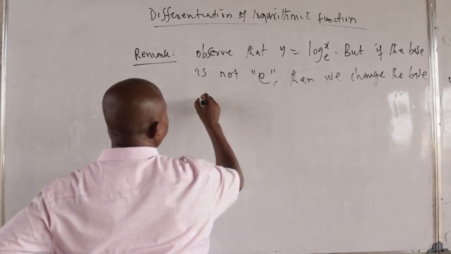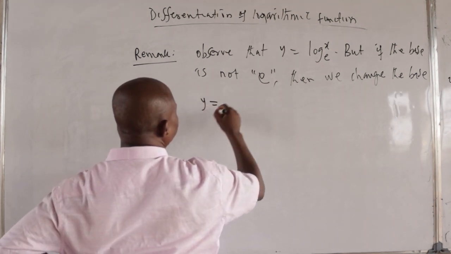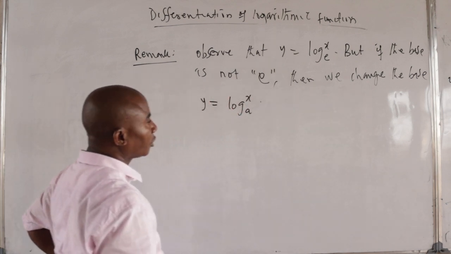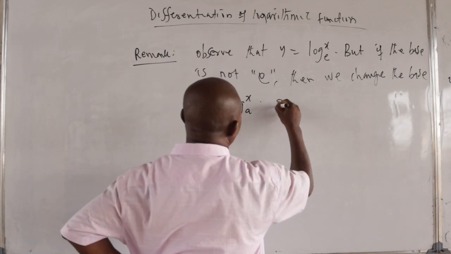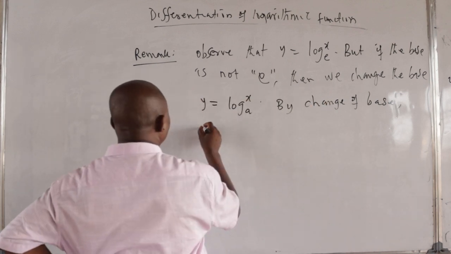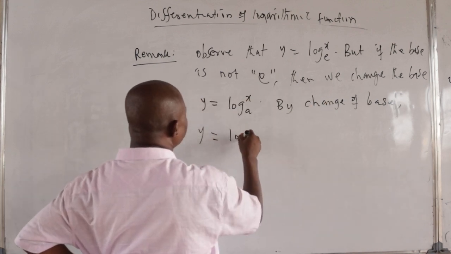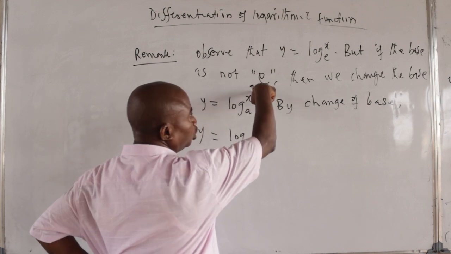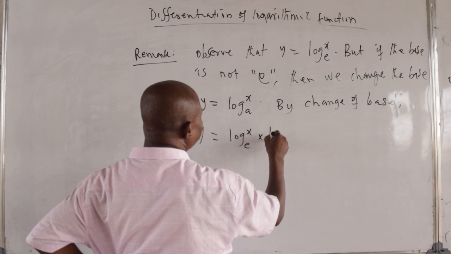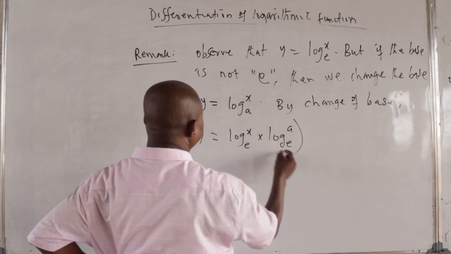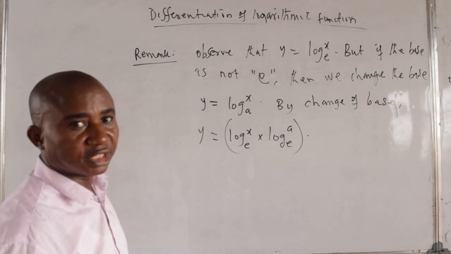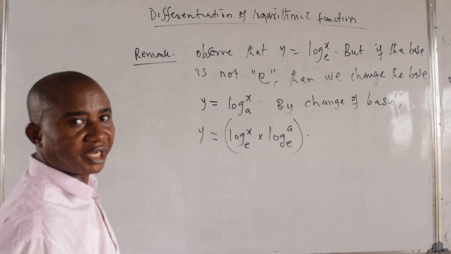So, for example, if what we have is y equal to log of x to base a, then we change the base. We have that our y can be written in the form log, we change that base to base e. So this becomes log of x to base e multiplied by log of a to base e. So this is the rule to apply. We simply change this to base e, applying this formula for change of base.